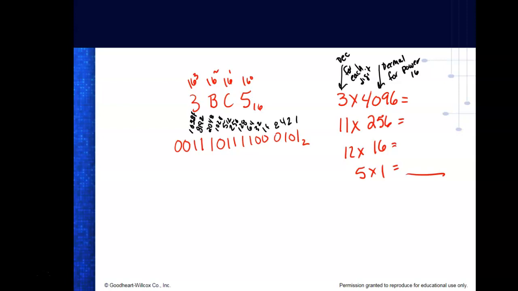So hexadecimal, what does the PLC use hexadecimal for? It allows us to represent very large binary numbers with very few digits. And it's so much easier for the computer to display those numbers using base 16 than it is binary. It gets very cumbersome after a while, right?